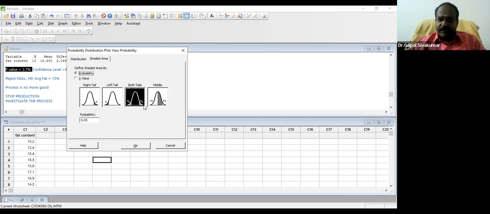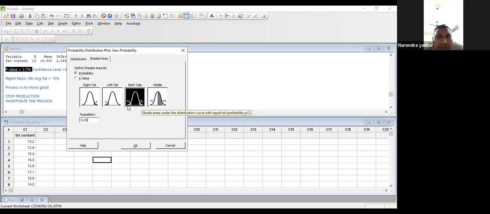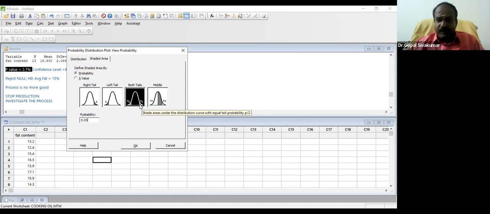The right side area and left side area together should be 5%. Together should be 5%. Right side, that means right side area is how much? 2.5. Left side area is how much? 2.5. Yes. What is the area between these two lines? 95% inside. Hope all of you understand.